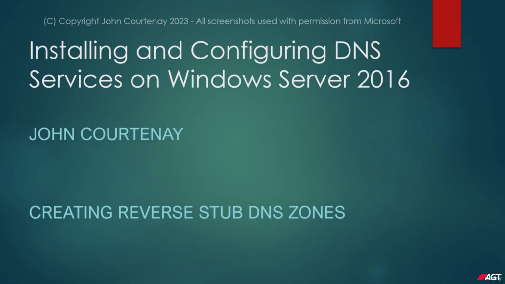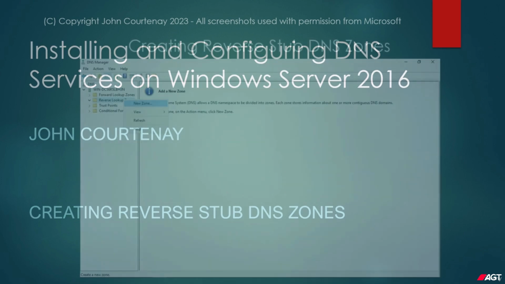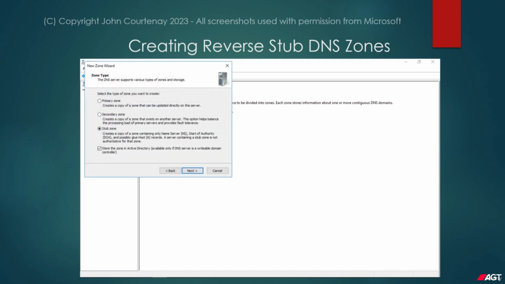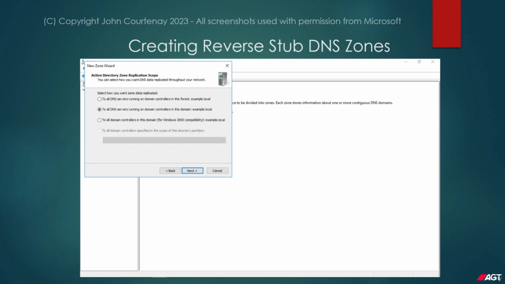To create a reverse stub zone with the DNS Manager console open, right-click on Reverse Lookup Zones and then click on New Zone, and then click on Next. Note that unlike a secondary zone, it's possible to integrate a stub zone with Active Directory. Let's explore this option by keeping the AD integration checkbox ticked and clicking Next. As we've selected AD integration, you'll see the replication selection screen. As we went over this screen earlier, let's accept the default option of To all DNS servers running on domain controllers in this domain and click Next.